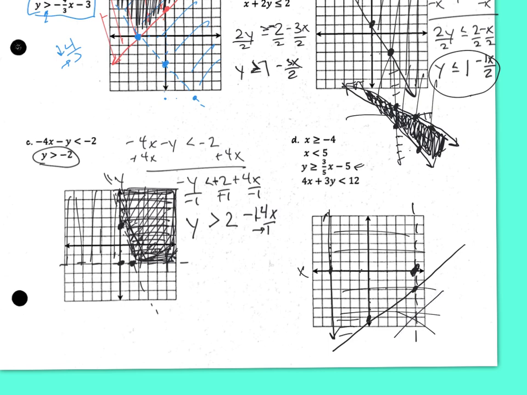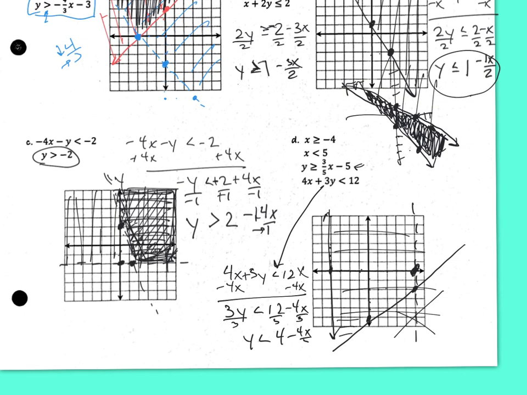Okay, sweet. So let me do this last line, which means we have to solve for y. I'm going to come over here. 4x plus 3y is less than 12. So subtract the 4x, which of course you cannot do. 3y is less than 12 minus 4x, and we'll divide everything by 3. So y is less than 4 minus 4x over 3.